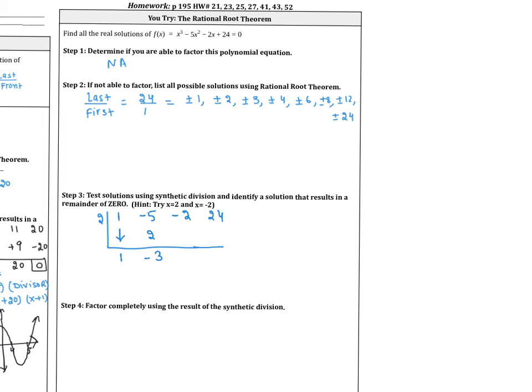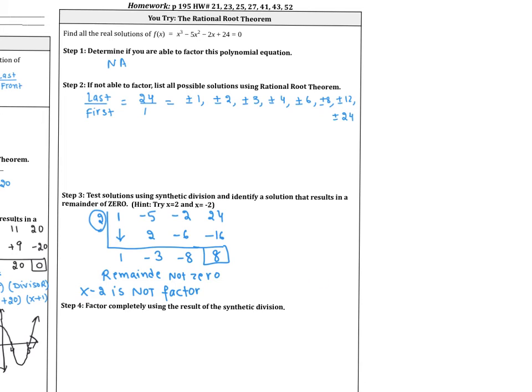So -3 times 2 is -6. Here we got -8. Negative 8 times 2 is negative 16, and here we got 8. So the remainder is not 0. It means that x minus 2 is not a factor. Now our aim is to factor this polynomial. So first we're going to find the linear factor, which we didn't get from 2.